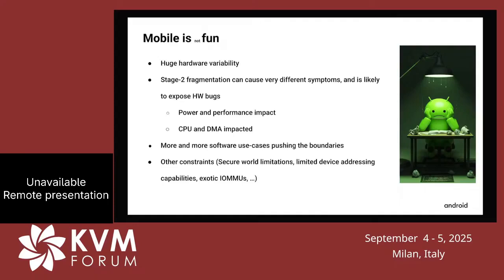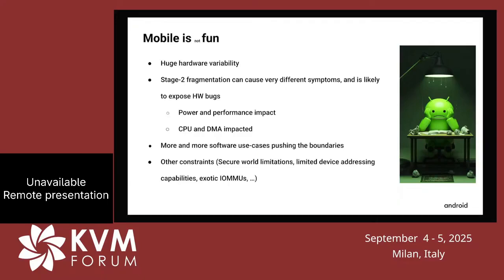That is due to the fact that we have a huge variability of hardware that we have to support. And because there's so much difference in the hardware, the symptoms that we get from host stage 2 fragmentation can be very, very different depending on the SoCs, for example. And it's quite likely, I'll talk about that in a minute, to magnify hardware bugs and things of that nature. So we have in the real world seen problems around power and performance. We've seen things happening at the CPU level as well as DMA performance being impacted and things of that nature.